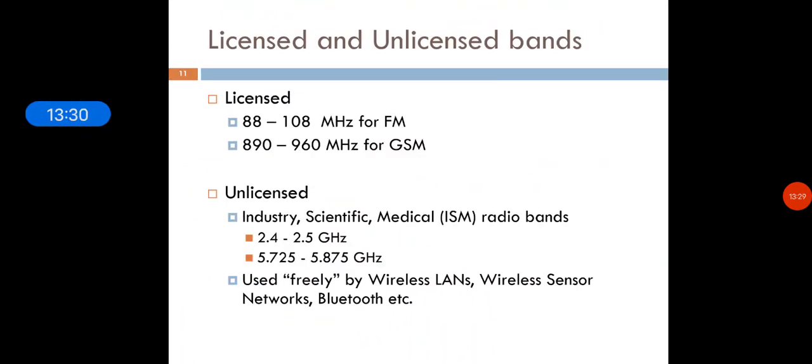Licensed frequency bands are from 88 to 108 megahertz for FM, and 890 to 960 megahertz for GSM. GSM stands for Global System for Mobile Communication. And unlicensed frequency spectrums are the industrial, scientific, medical, ISM radio bands. These are the bands that are unlicensed and used freely by wireless LANs, wireless sensor networks, and Bluetooth.